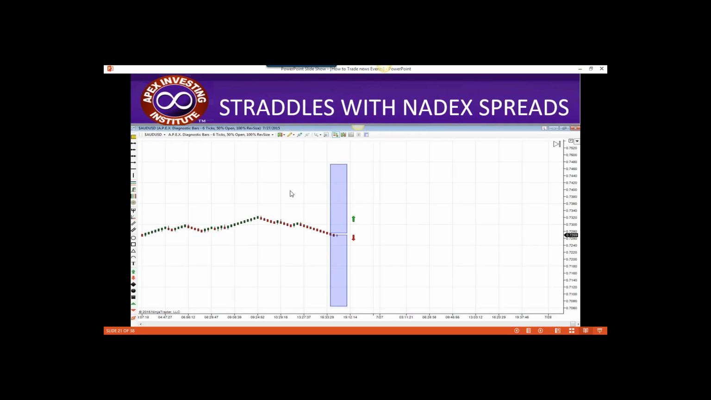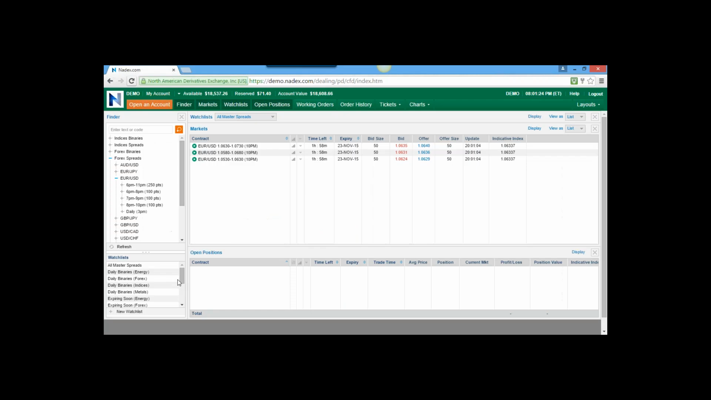What could I do? Well, the market may go up, the market may go down. But I know where the market is right now, right? So I could buy a spread and also at the same time sell a spread. I could straddle it. I could go on both sides. Does that make sense? So what would I do?